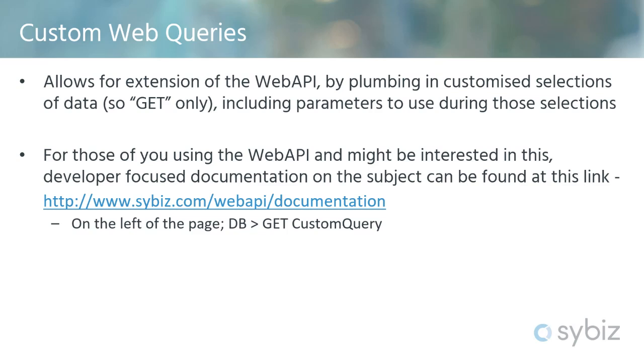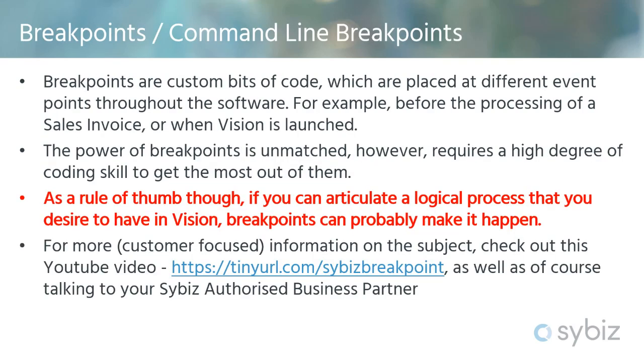If you're in the web API, you've probably seen this before, and you can have a look at that further for more information. So breakpoints, and I'm also covering off those command line breakpoints at the same time, because they're sort of the same thing, at least broadly speaking. Essentially, they are custom bits of code which are placed at different event points, which then fire off. So the example here is before the processing of a sales invoice. So before sales invoice processes, do something, whatever that happens to be.